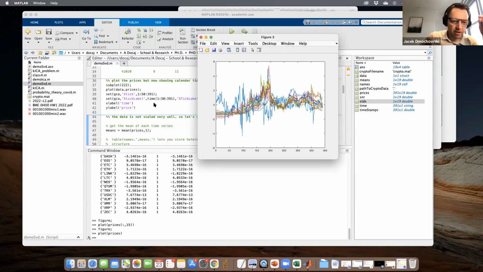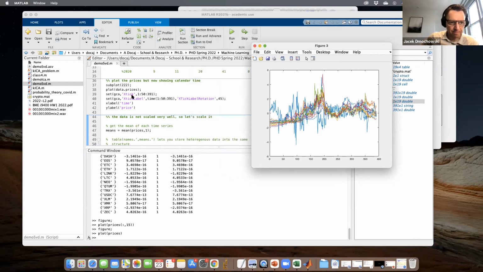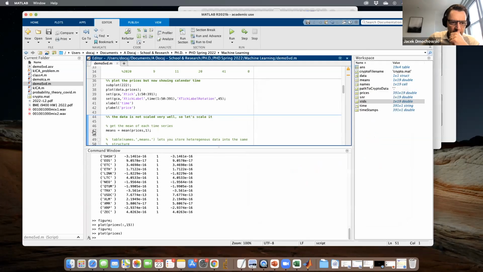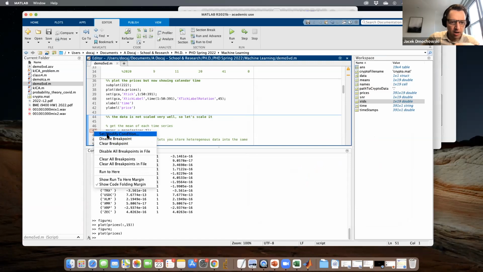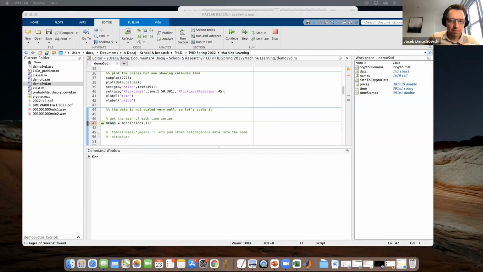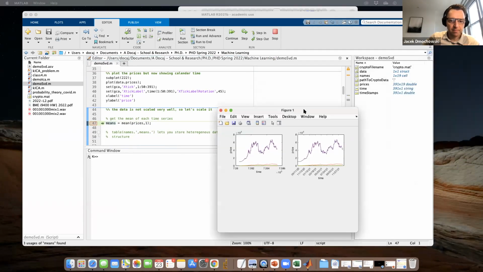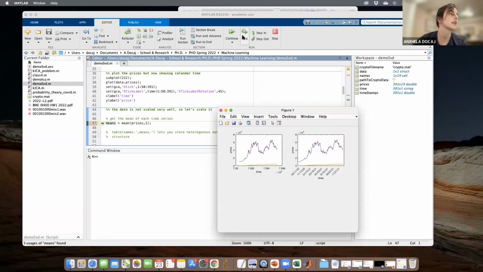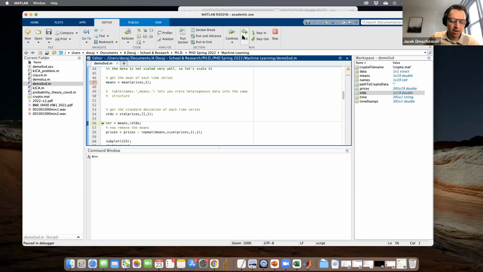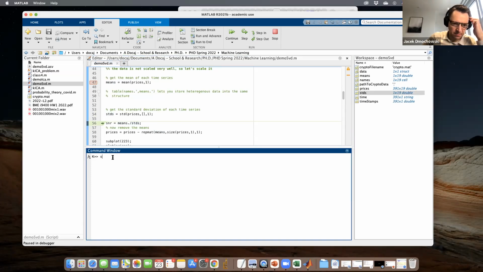Can you do me a favor? Click where it says line number 47 and add a breakpoint. Yeah, run to here. Try to do that. And now up top, you see press step. Yeah, step once, and then do it again. And now in the command window, can you type in STDs?